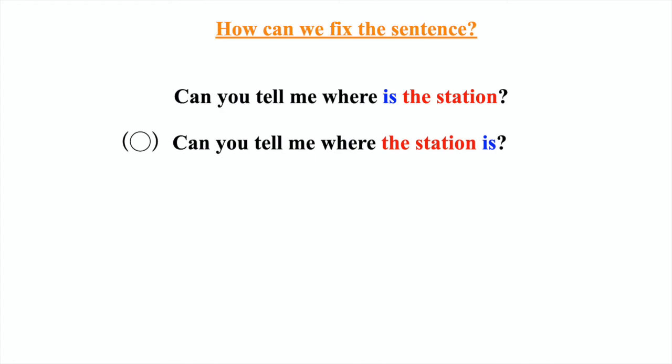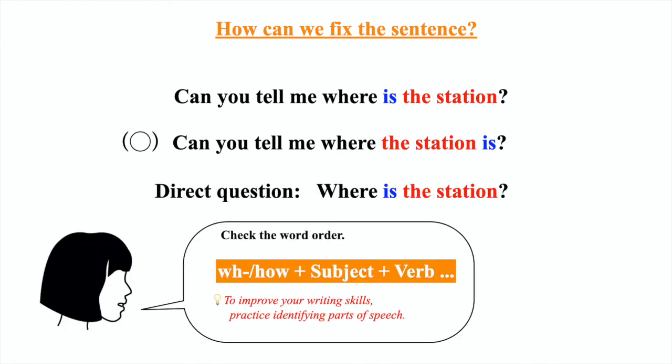A lot of people get influenced by the direct question, where is the station? Keep that in mind. The word order is interrogative word, subject, verb. If you really want to improve your writing skills, I recommend that at some point you should take time to practice identifying parts of speech. Parts of speech are subject, verb, object, and stuff like that.